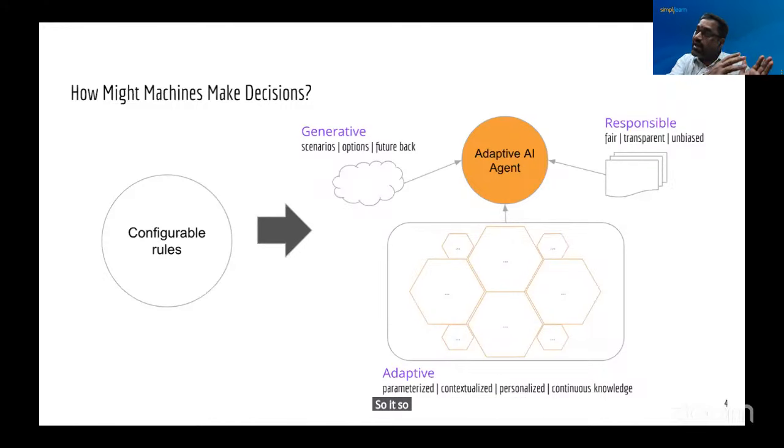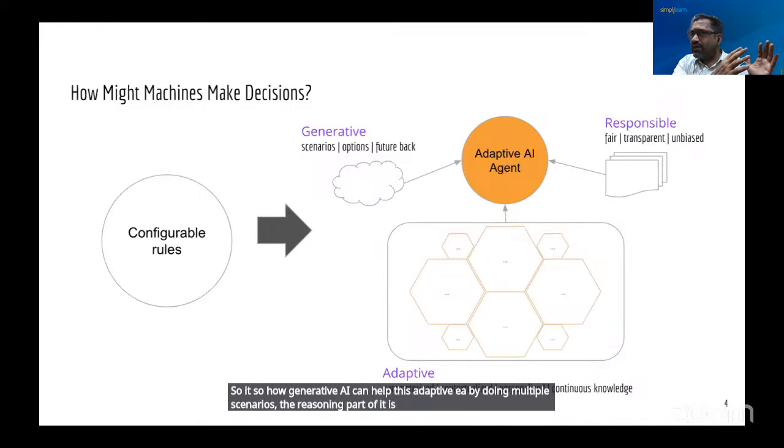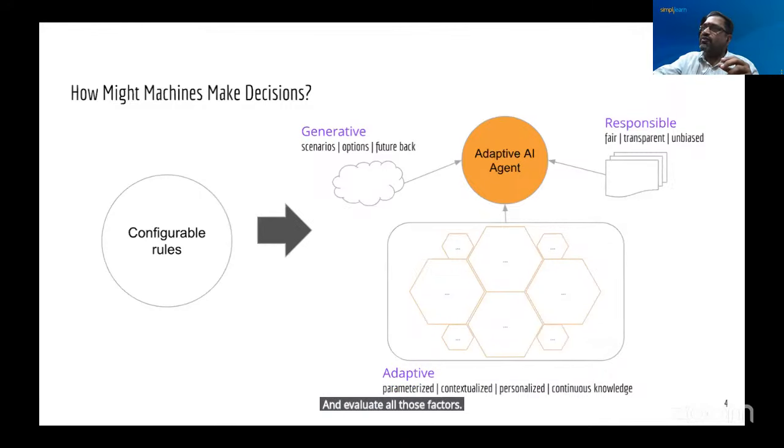So how can generative AI help this adaptive AI? By doing multiple scenarios, the reasoning part of it is done in the generative model. And we bring it together with the standard data collection models, collect all the required factors underneath, evaluate all those factors and project into the future what will happen. Give all that information to a human decision maker to augment the decision. If needed, that human in the loop. The final decision maker will be a human, but all the required parameters will be provided by the adaptive AI.